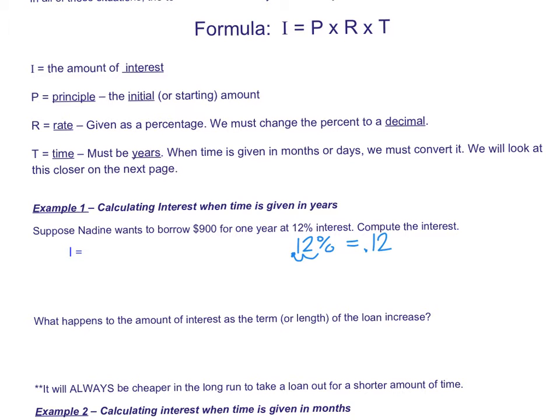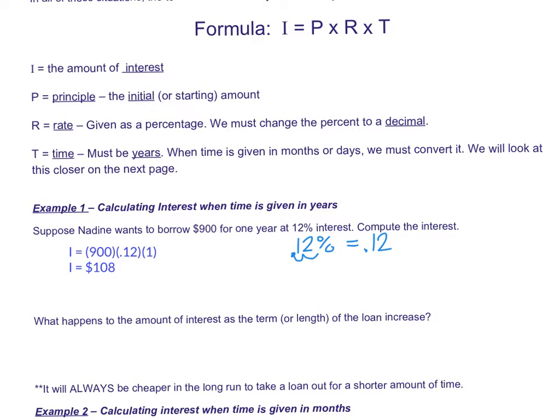Then we fill in the formula. I equals P, the principal amount was the 900, and the R, the rate, is 0.12. We had to change it to the decimal. The time is given in years, so she wants to borrow it for 1 year, so 1 goes in for the time. Then we put it all into our calculator to find the interest. The interest will be $108.